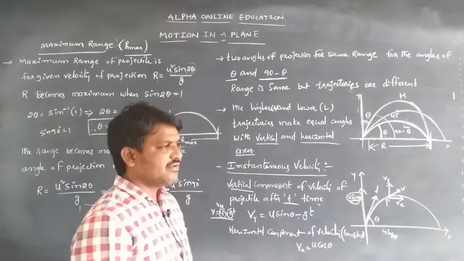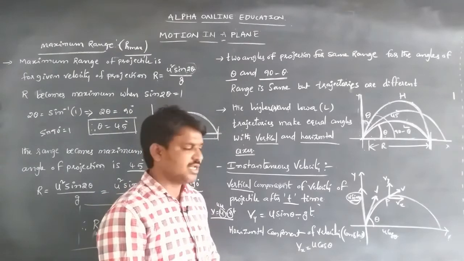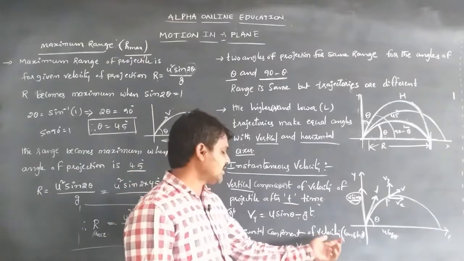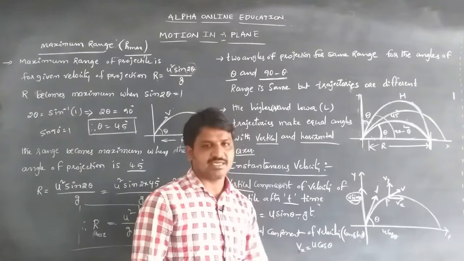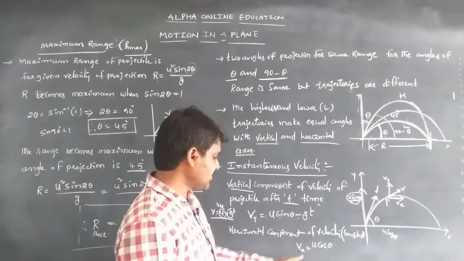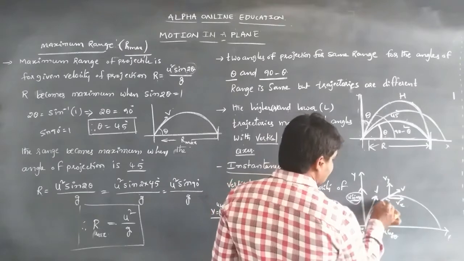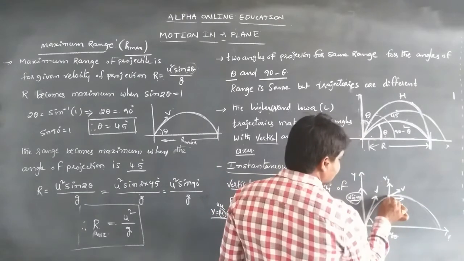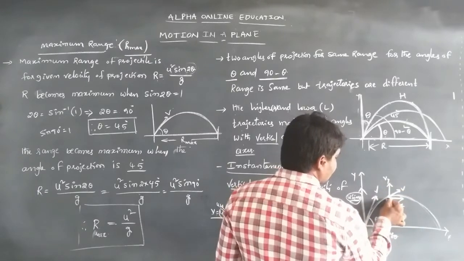The horizontal velocity will be constant, we know that. So the horizontal component of velocity is Vx is equal to u cos theta, which is a constant. When the body is projected, the trajectory is a parabola. After reaching a certain point, the vertical component will be Vy and the horizontal component will be Vx.